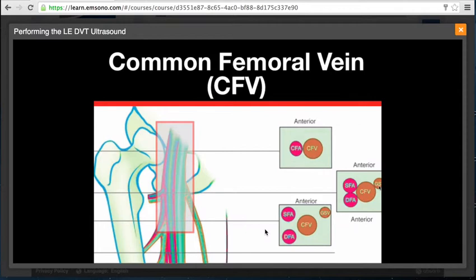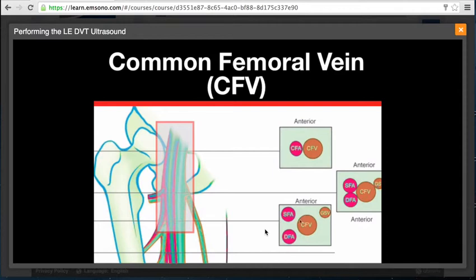saphenous vein. This insertion point is important to notice because you want to be able to detect if there is clot burden within the greater saphenous vein about to dump into the common femoral vein. If there was no clot within the common femoral vein, but there was a clot right at this point in the greater saphenous vein, these people should be treated as having a DVT.